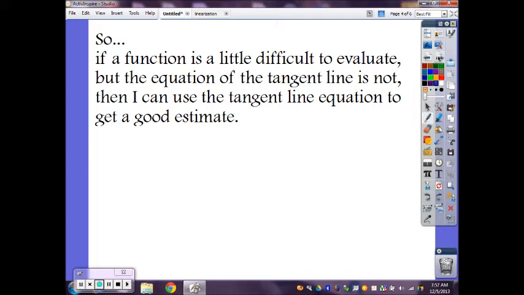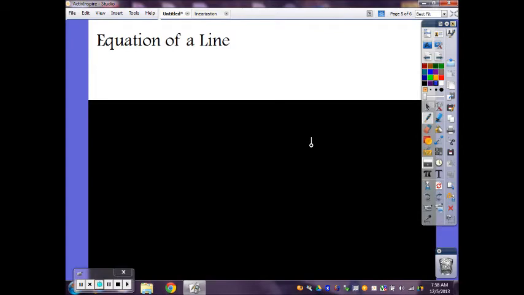So how do I complete this process? I mean, how do I estimate using the tangent line equation? So it all goes back to some basic Algebra 1, where when we're finding the equation of the tangent line, we use the equation of a line, which is y minus y1 equals m times x minus x1.